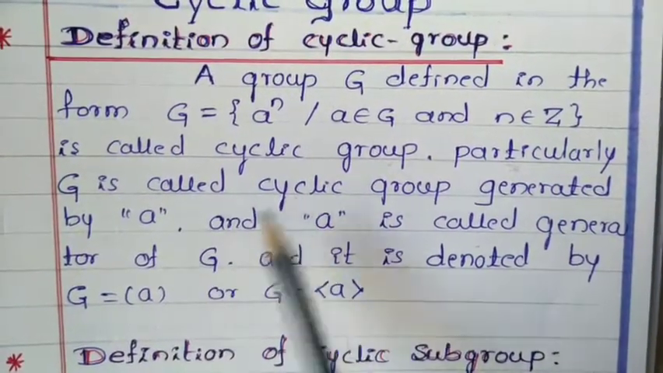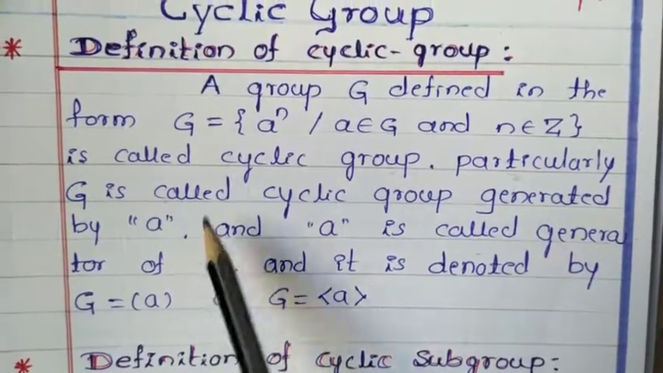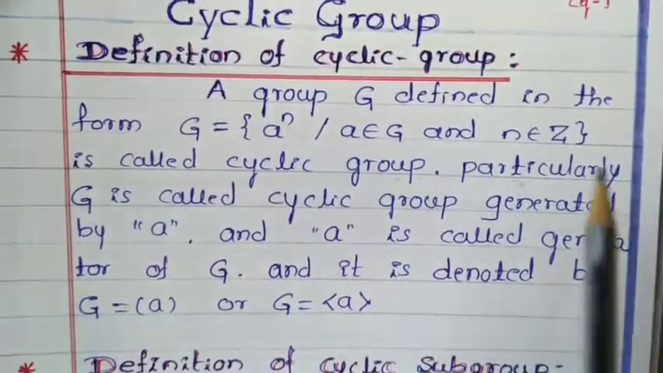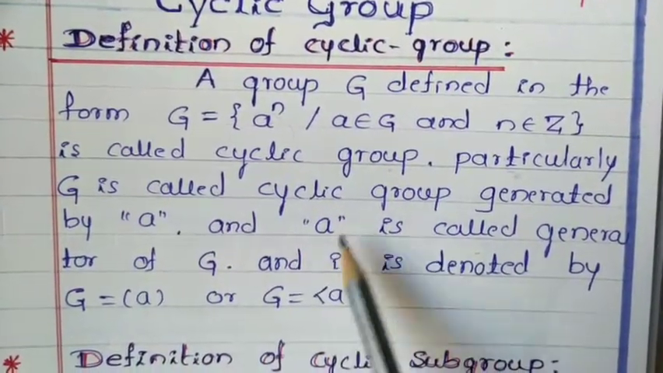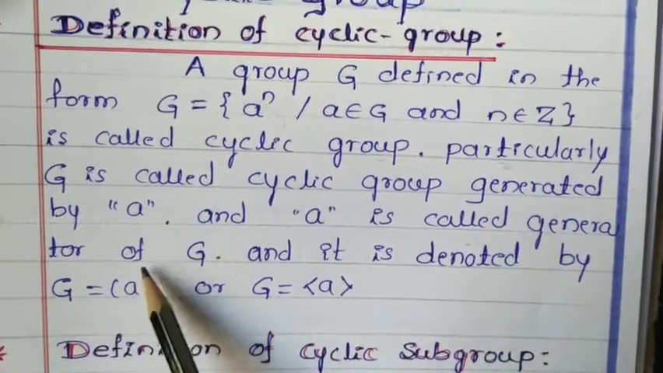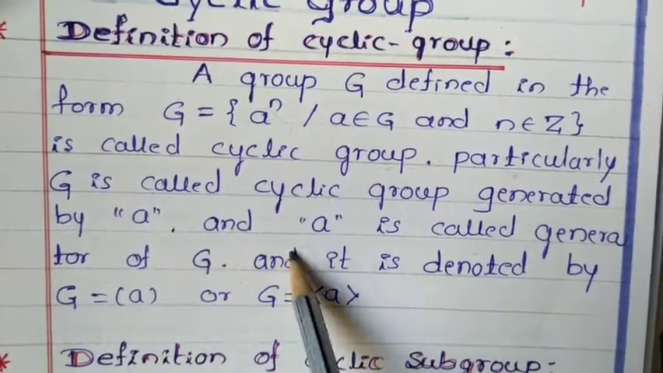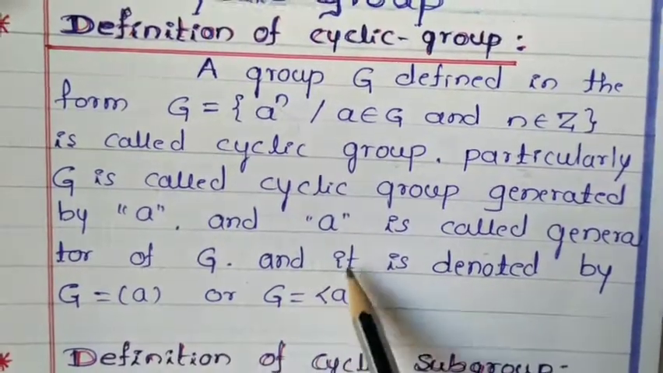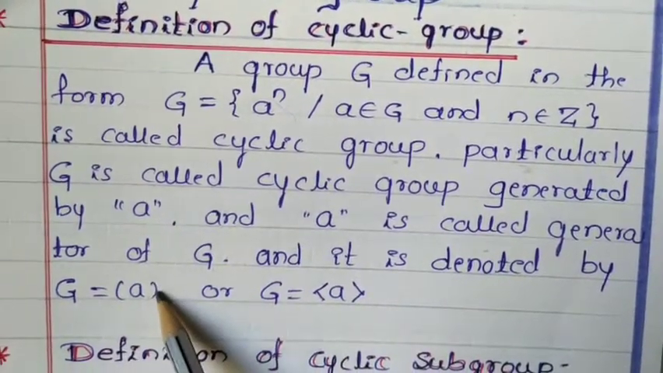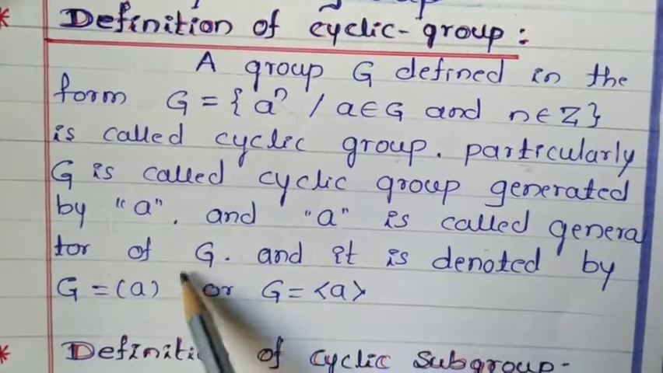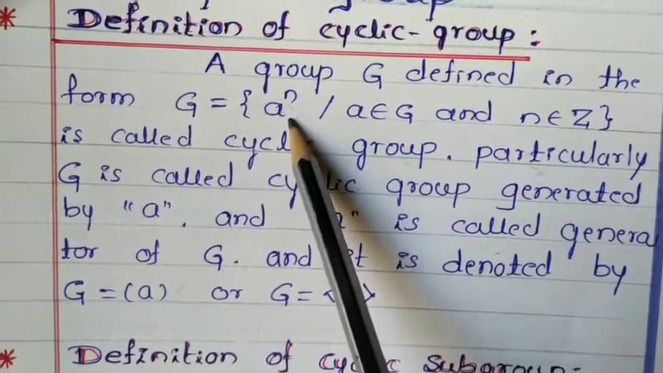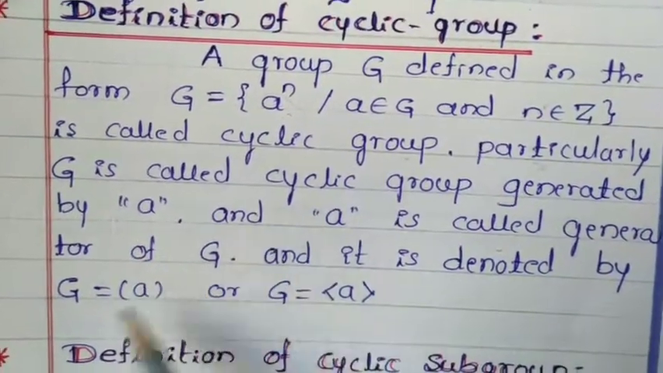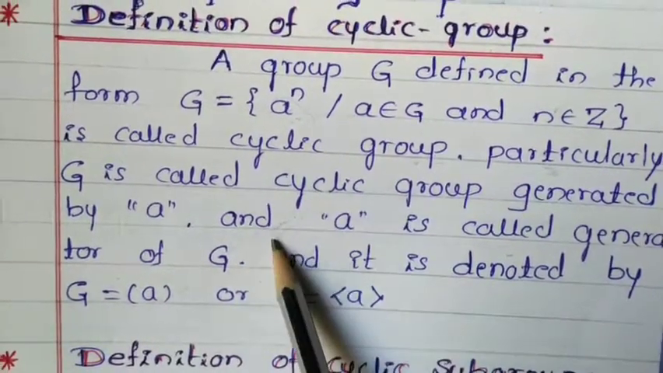Particularly, G is called the cyclic group generated by a. All the elements of G are generated by a. Therefore, it is a cyclic group generated by a, and a is called the generator of G, and it is denoted by G equal to bracket a, or G of a. So G equal to bracket a means G is a group of elements a raised to n for every n belongs to Z, and such a group is called a cyclic group.